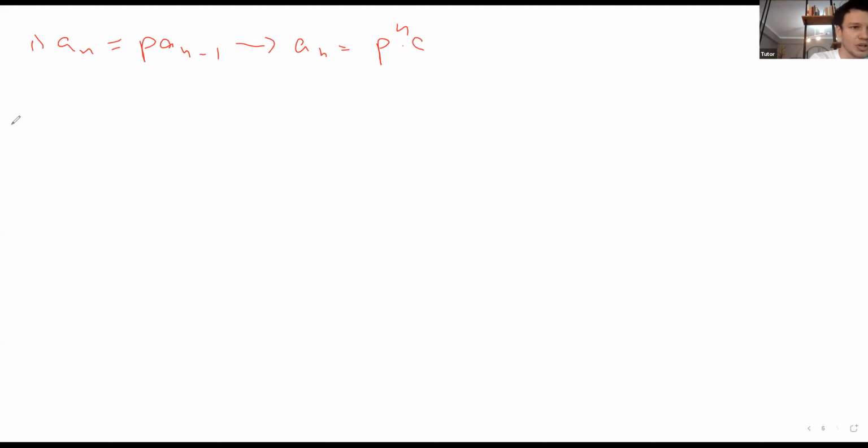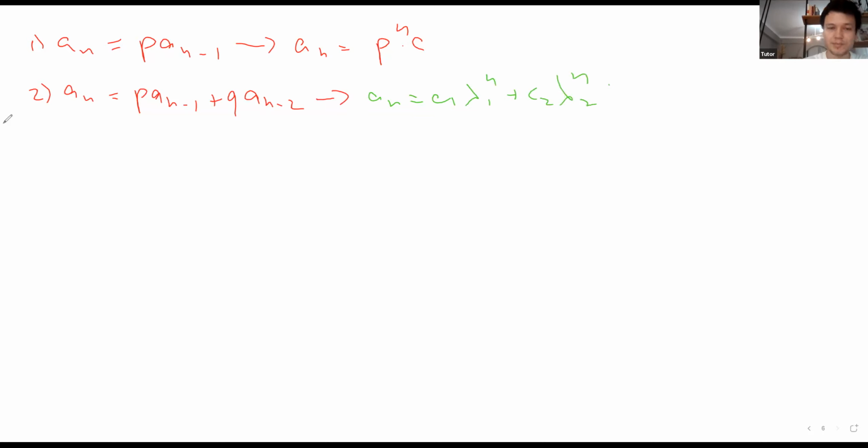But I guess the more general one is when you have two terms backwards, right? So if you have a_n equal to p a_(n-1) plus q a_(n-2). If you have this sequence, then we get more generally that there are going to be two roots, lambda 1 and lambda 2. So a_n is going to be equal to c1 lambda 1 to the n plus c2 lambda 2 to the n.